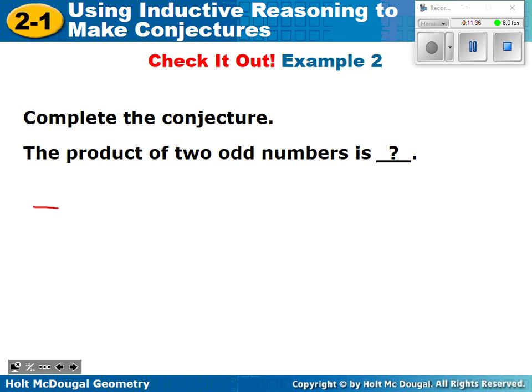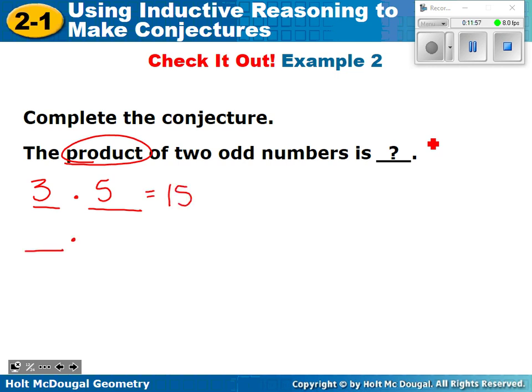Give me some odd numbers. And what does product mean, by the way? Product means not when you add, that's sum. Multiply. Product means what you get when you multiply. So give me 2 odd numbers. 3 and 5. Okay, 3 times 5 is 15.